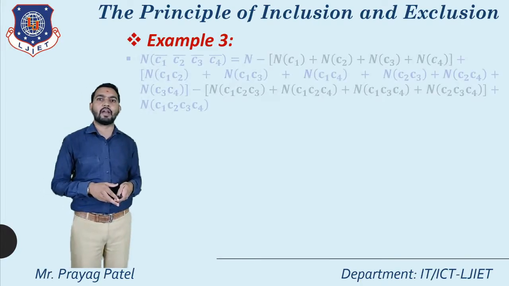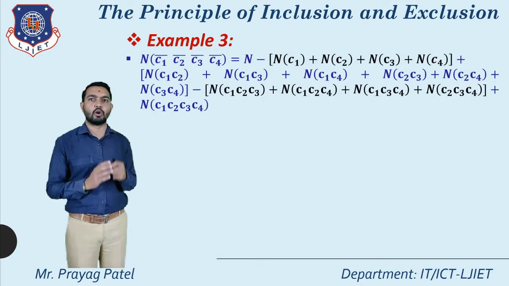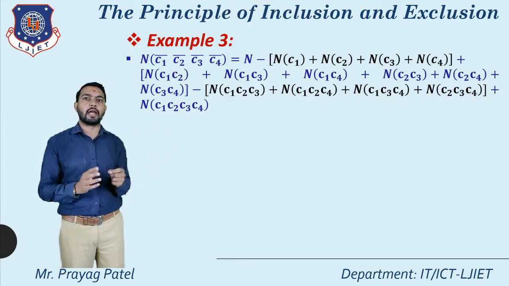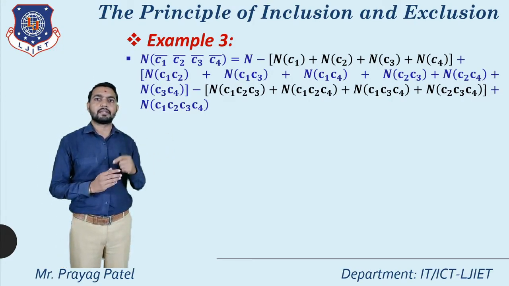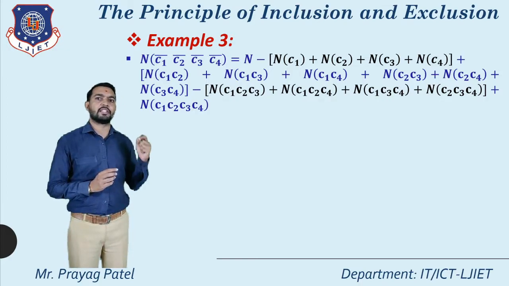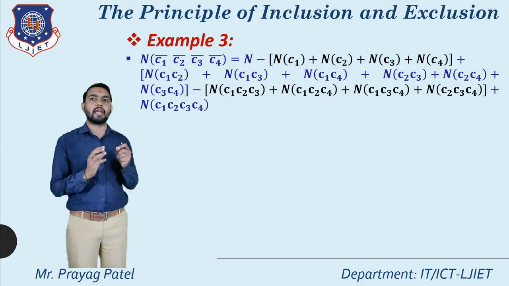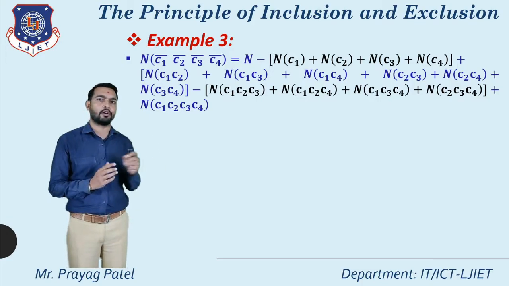Now for that, the values of C1, C2, C3 are already available. First, write the equation for the 4 elements: N(C1' C2' C3' C4'). That means a student not enrolled in any course is called N(C1' C2' C3' C4').